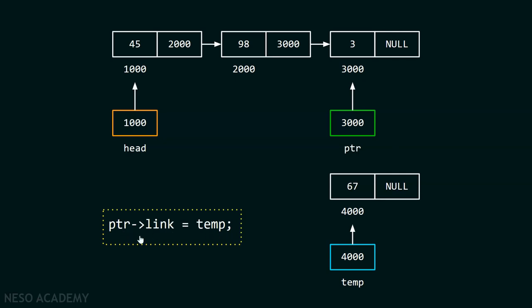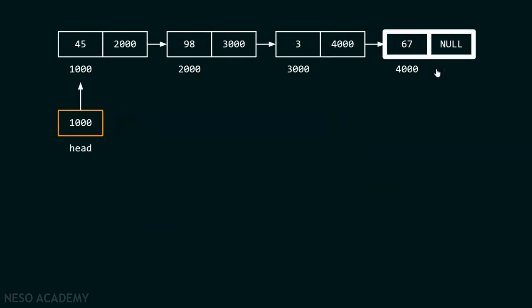By using just this line, we can update the link part of this node by this address, that is 4000. This is required because we need to make this node the end node of this list, right? So this link part should get updated by the address of this node. PTR link equal to temp means we are accessing the link part of the third node and we are updating it by this address 4000. So this will get replaced by address 4000. This means that this node becomes the end node of the list.